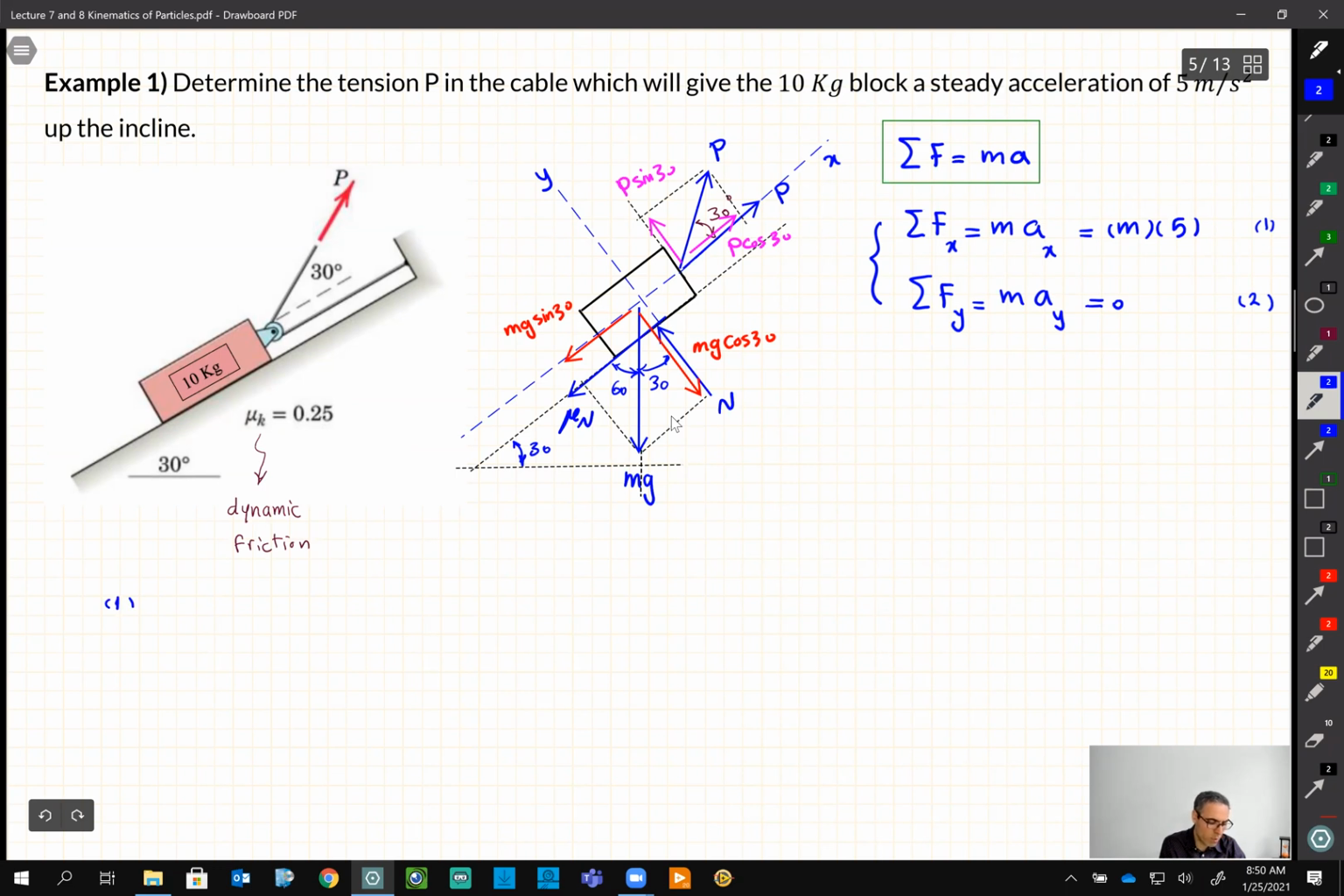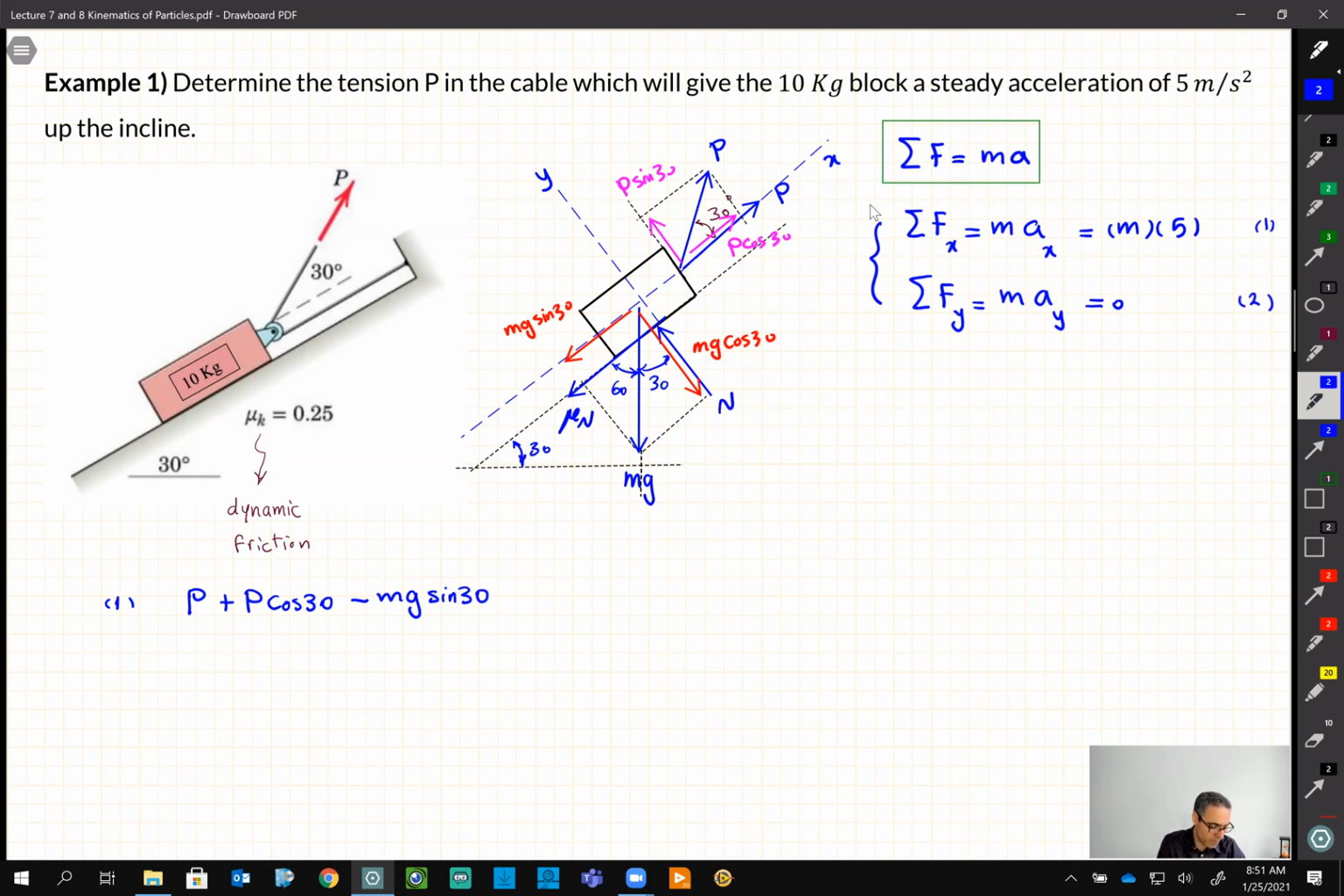So from Formula 1, so be careful. I write on the left sum of the forces in x. Whatever I see on the x direction. What do I see in x direction? I can see P. Then I can see another P cosine 30. What else do I see? Oh, I have minus mg sine 30. It is minus because it's in opposite direction. It wants to drag down this box, right?